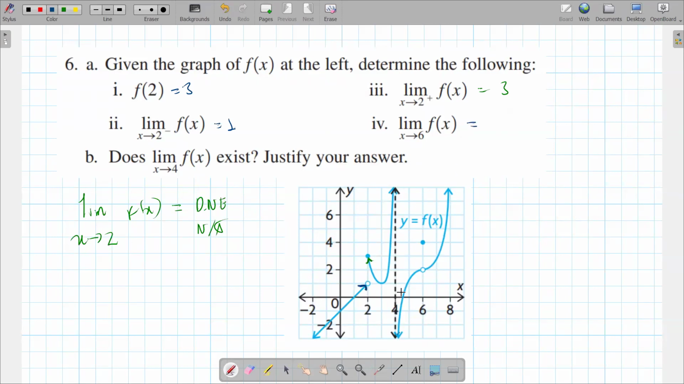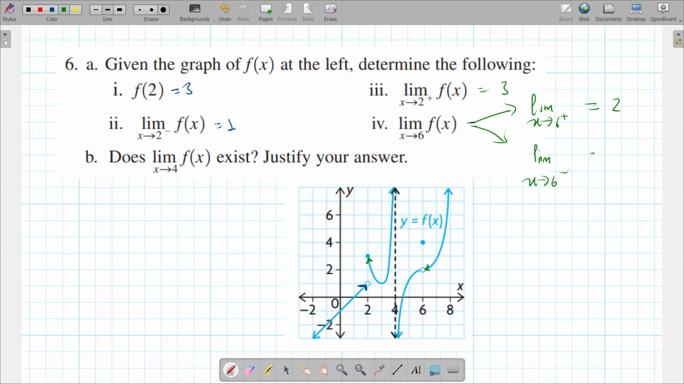What about at 6? Does the limit at 6 exist? Now it's not asking us for left or right. It's just asking us for 6. What you can do here is go at it from both directions. So let's go at it from the right and from the left. What is it from 6 plus? What's the y value? 2. What about 6 minus? Also 2. So what's the limit as x approaches 6? It's 2.